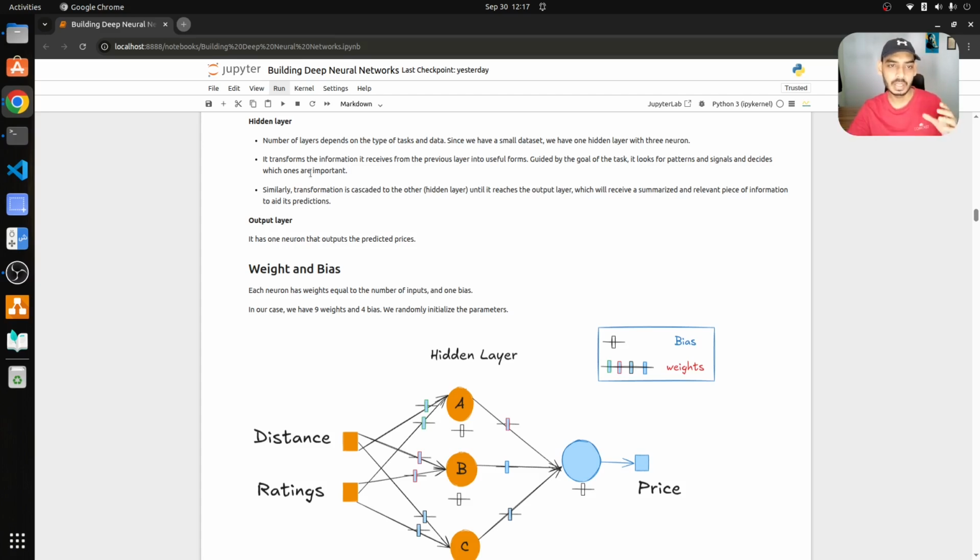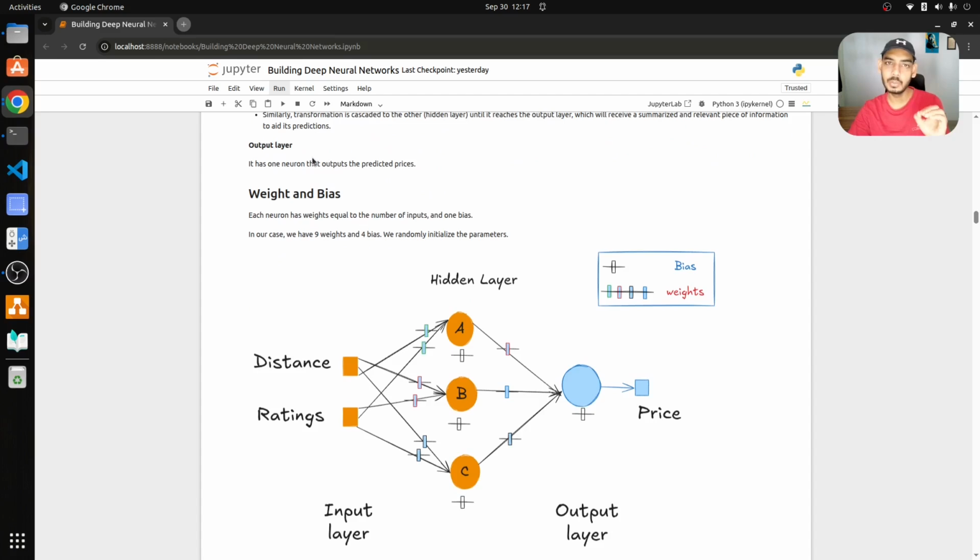Similarly, the transformation is cascaded to the other hidden layers until it reaches the output layer, which will receive a summarized, relevant piece of information to aid its prediction. So finally what we'll get is a summarized result in the output layer. The output layer has one neuron that outputs the predicted price. In our case, it is for room rate prediction. It will be the final output we'll have.